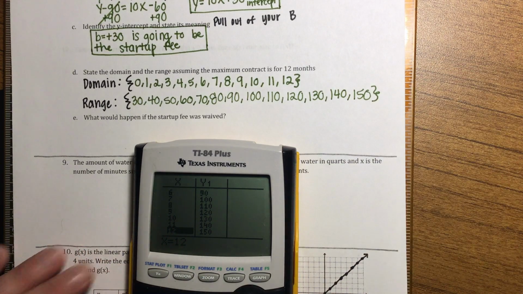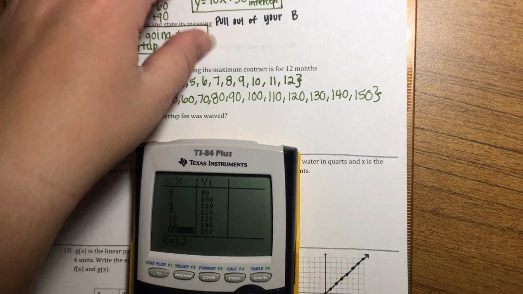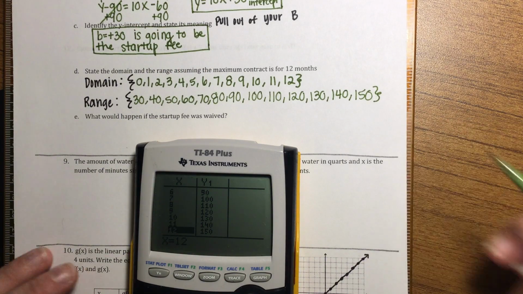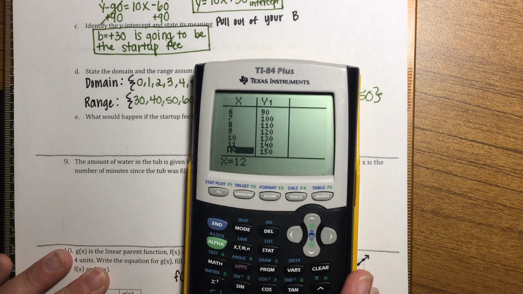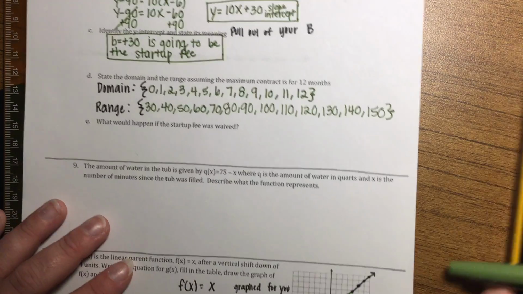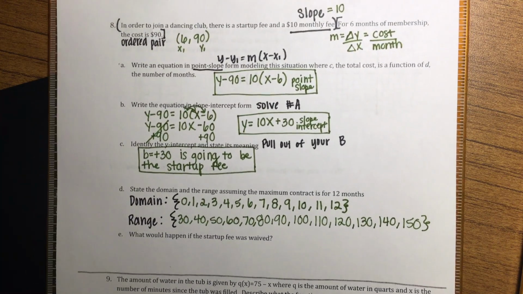So that is going to be my range there. I can't spend more than $150 for this particular dance club for that 1 year. So if I joined and did all 12 months, it would cost me $150. And we used our table to show us that. But I stop at 12 because that's my maximum contract there. Domain and range is something we did towards the beginning of the year.